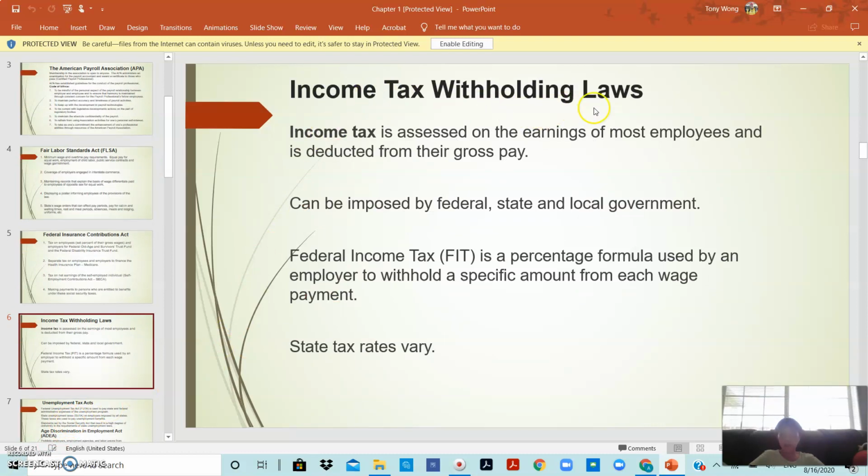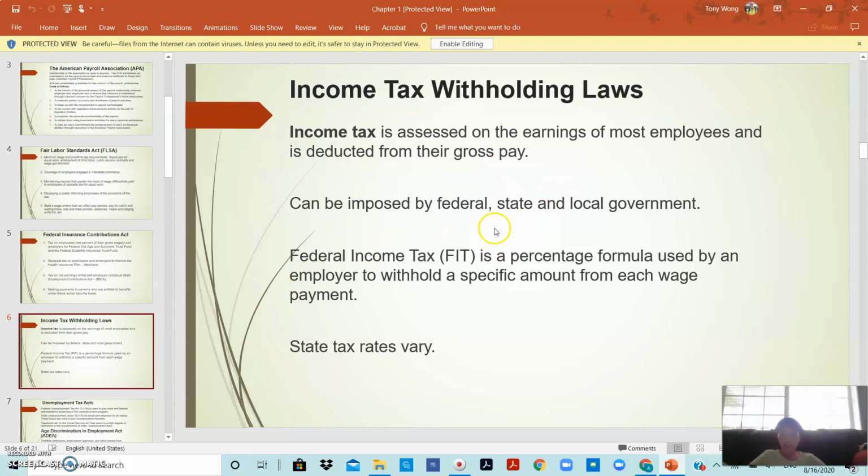The income tax withholding law. The income tax is assessed on the net earning of each employee and is deducted from their gross pay. Who withholds the employee's gross pay is their employers.